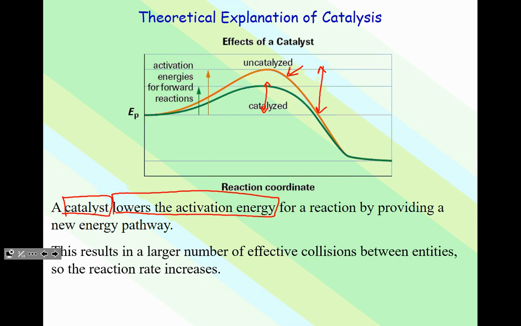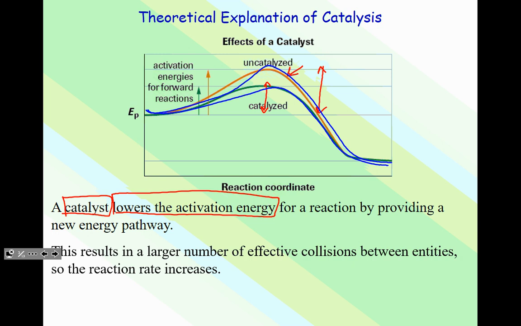And essentially what it does is provide a new pathway. So here's the original pathway without the catalyst. And if I add a catalyst, I'm going to get a new pathway. Less energy required. So this results in a larger number of effective collisions between entities, so the reaction rate increases.